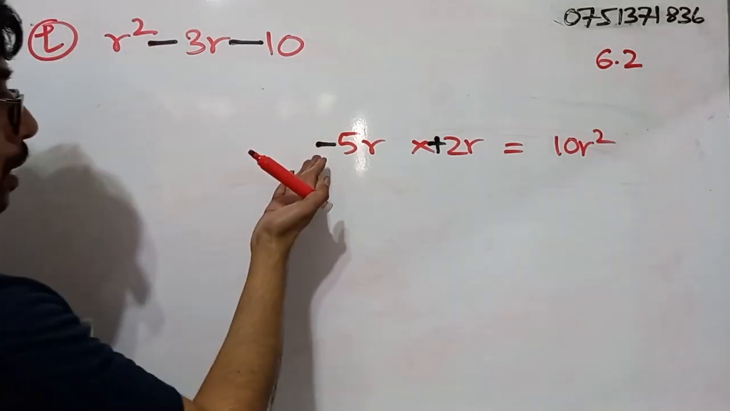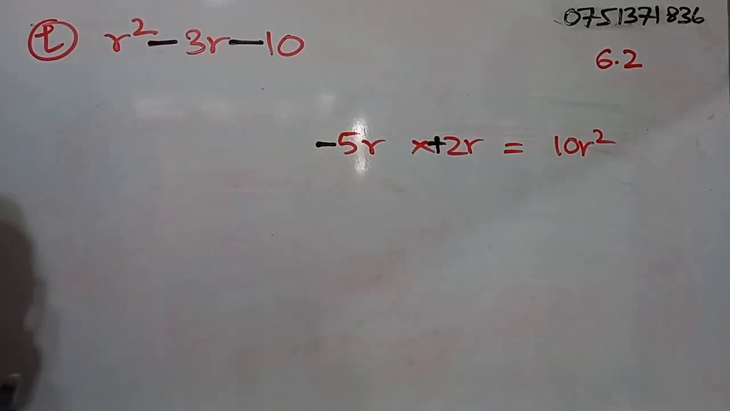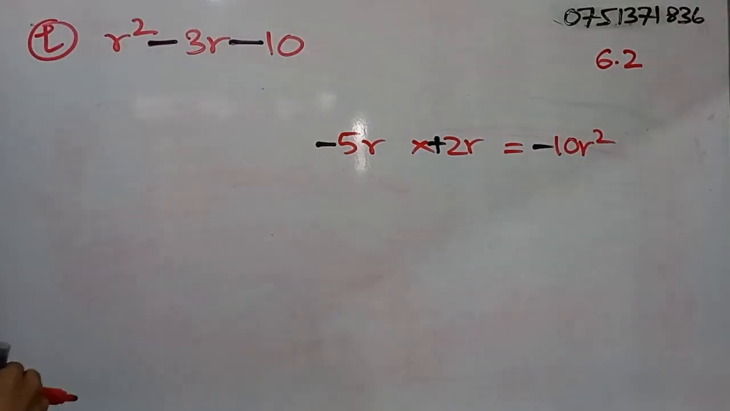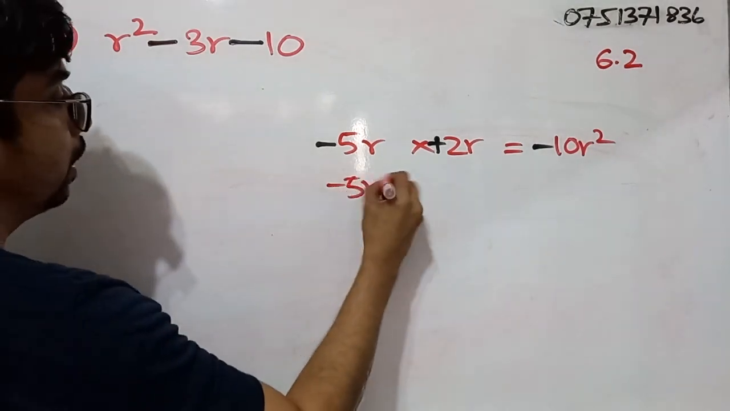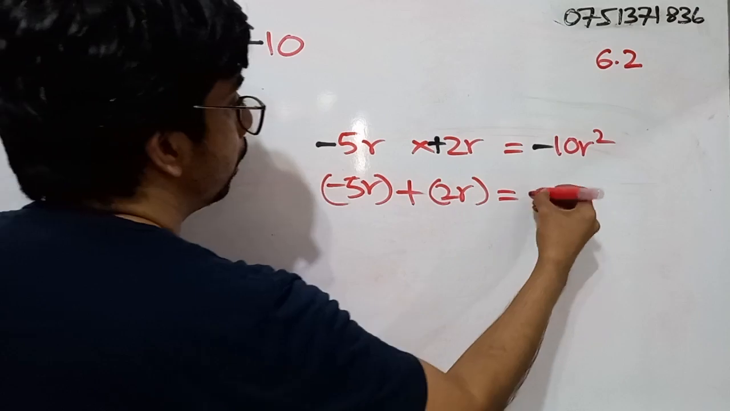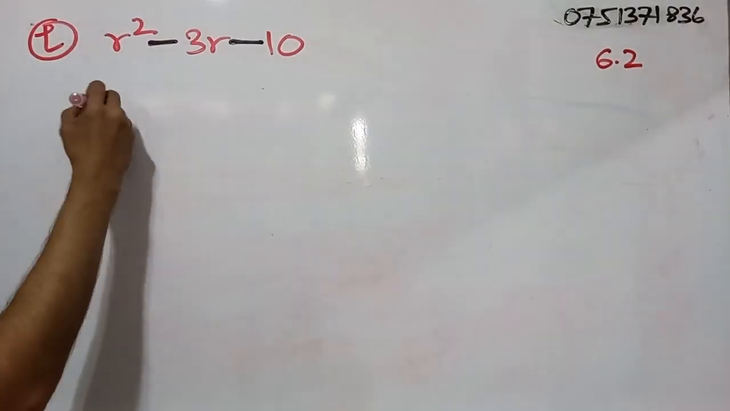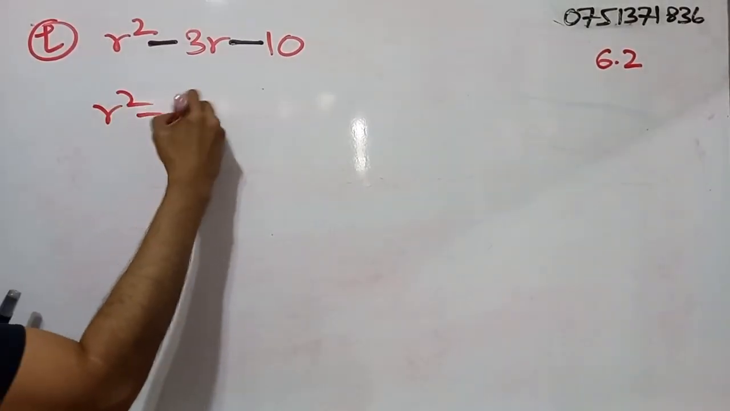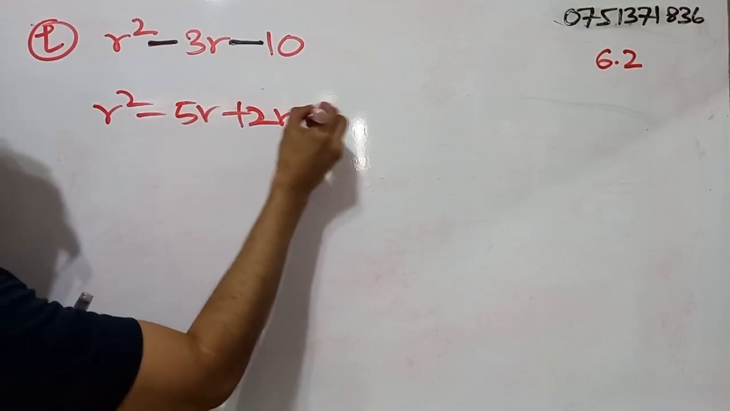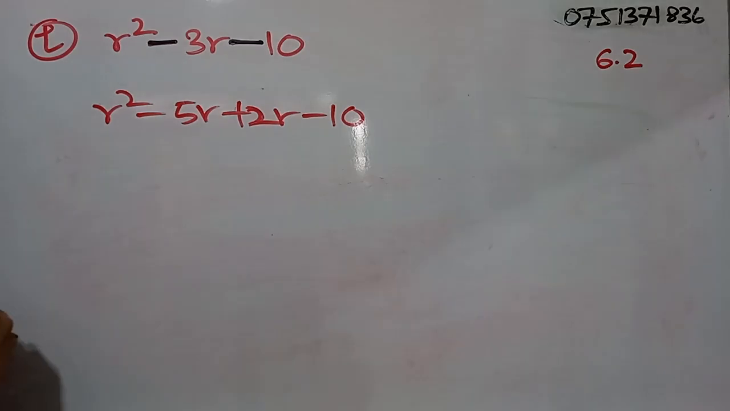Positive. The larger one should be negative and the other one should be positive. So when we multiply these two, we get what? Negative 10r squared. When we add them, what do we get? Negative 5r plus 2r. What do we get? Negative 3r. So r squared minus 5r plus 2r minus 10. Right?